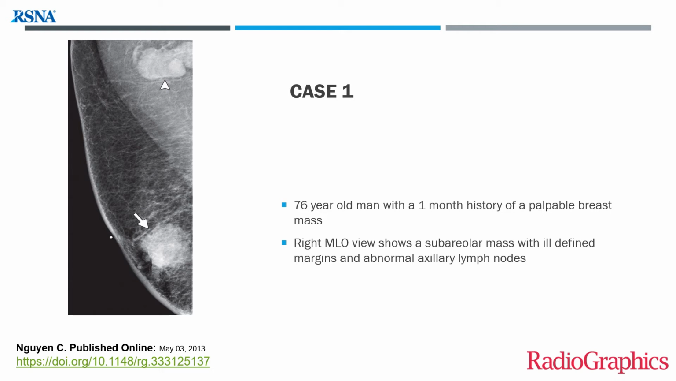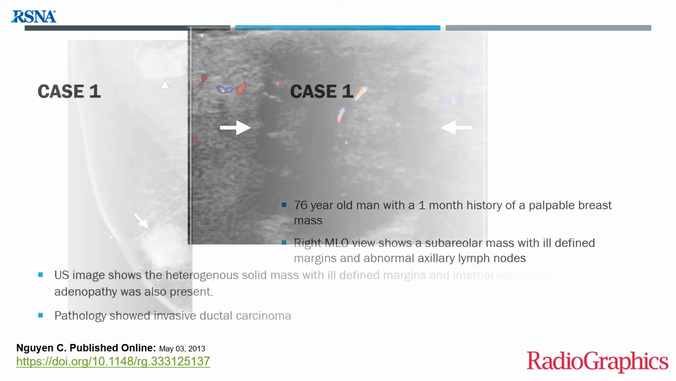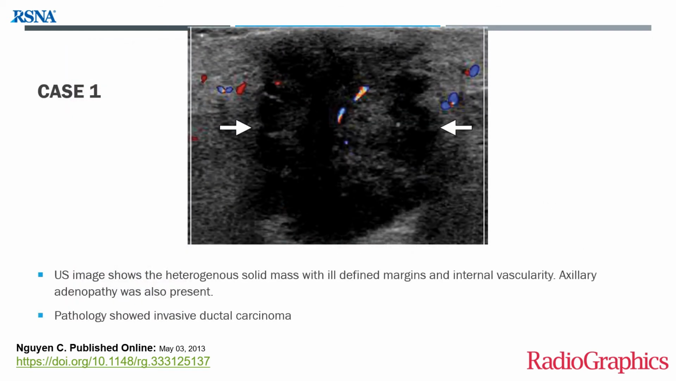For case 1, we have a 76-year-old man with a 1-month history of a palpable breast mass. The right MLO view shows a subareolar mass with ill-defined margins and abnormal right axillary lymph nodes. Ultrasound imaging showed a heterogeneous solid mass with ill-defined margins and internal vascularity. Axillary adenopathy was also present, though not seen on this slide. Pathology showed invasive ductal carcinoma at biopsy.